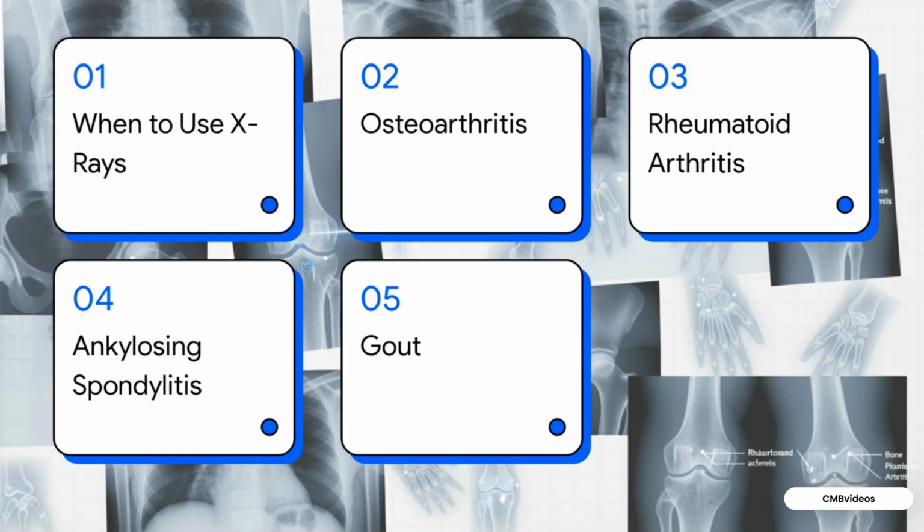Okay, here's our game plan. We'll start with the ground rules, exactly when you should be reaching for an x-ray, and then we'll systematically break down the radiographic hallmarks of the big four: osteoarthritis, rheumatoid arthritis, ankylosing spondylitis, and gout.